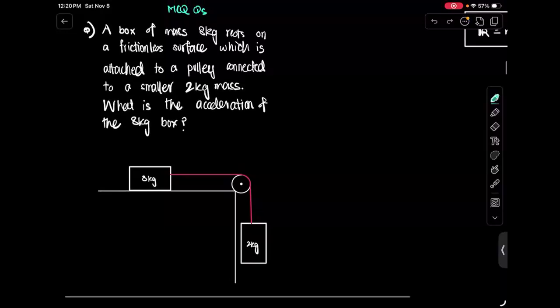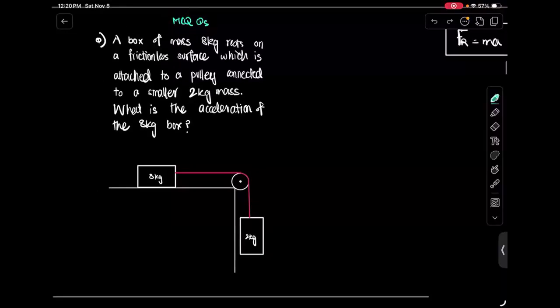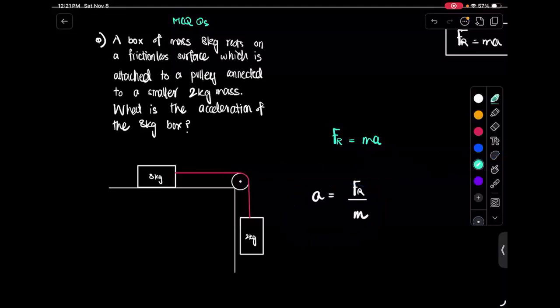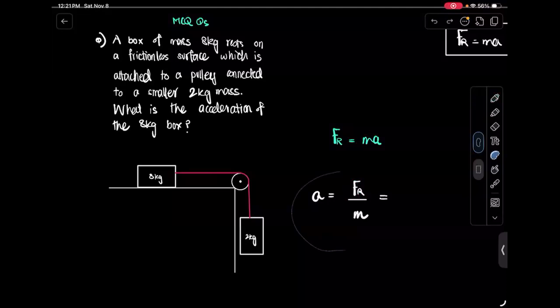We have to use the formula FR equals MA. Keep in mind, this is a resultant force. Now, the problem is I have to find the acceleration, which equals FR divided by the mass. This is how you find acceleration using this formula. But I don't know what the resultant force is, and I don't know what the mass is. Now, how do I solve this?